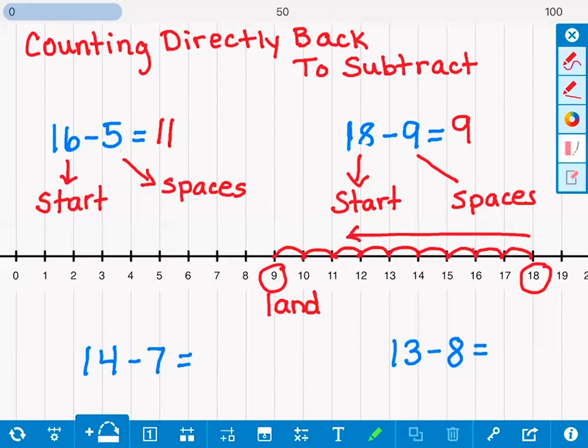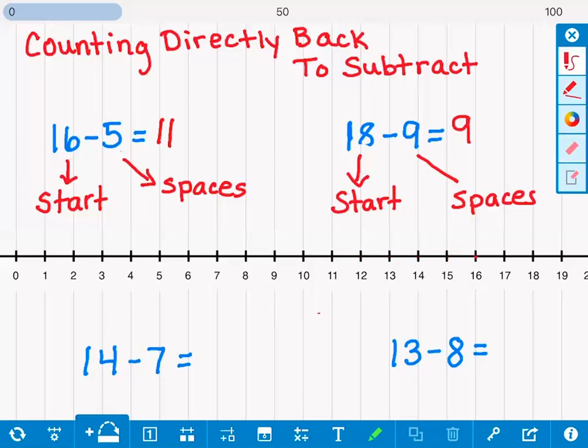Okay, I'm going to erase this one. And I'm going to do another one. 14 minus 7. 14 is where I'm going to start. 7 is how many spaces I am going to move backwards. So I'm going to circle 14 and I'm going to count backwards 7 spaces.